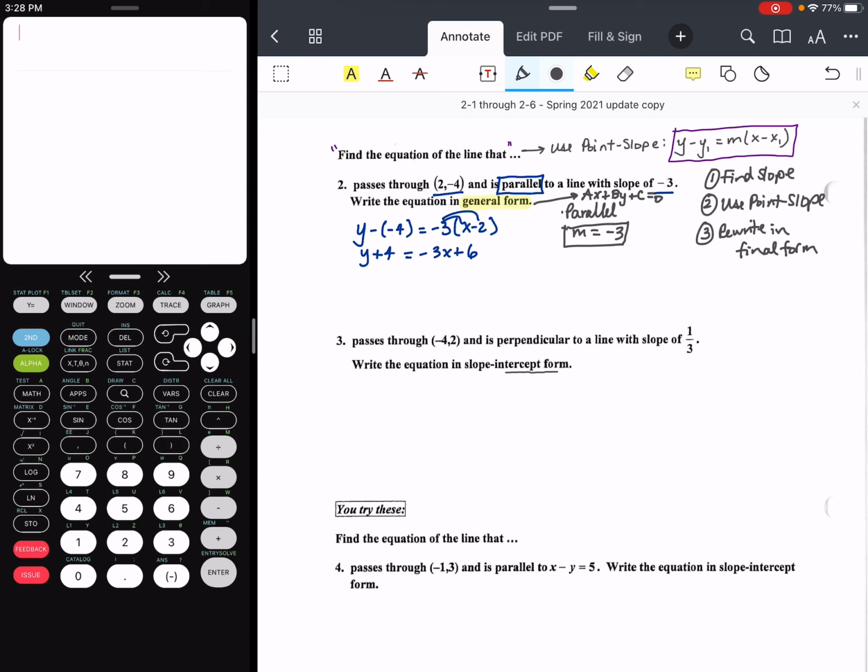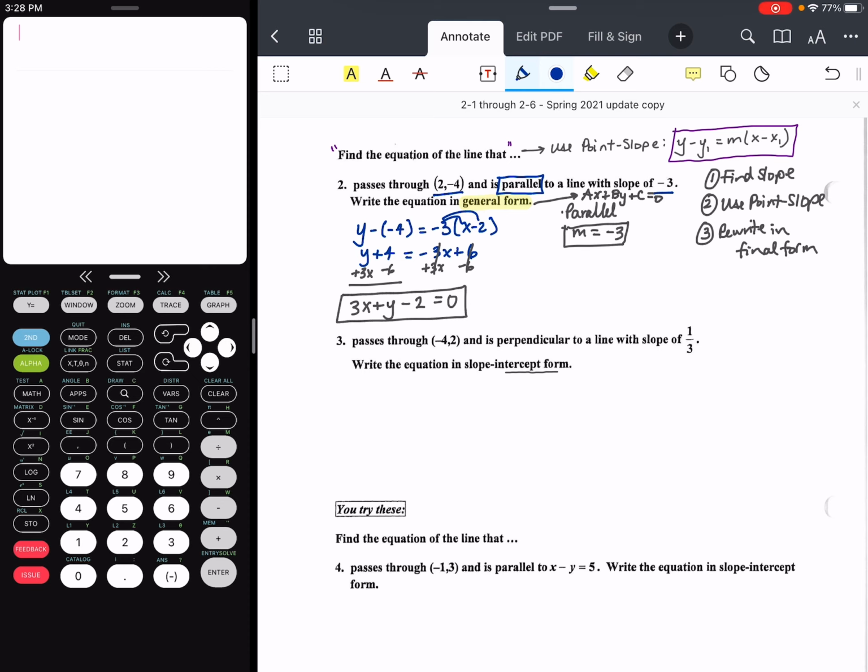For general form, we want to get all of our terms on one side of the equation and set equal to 0. In this case, I can add 3x and subtract 6 from both sides. This gives me 3x plus y minus 2 equals 0. And there's my equation in general form.